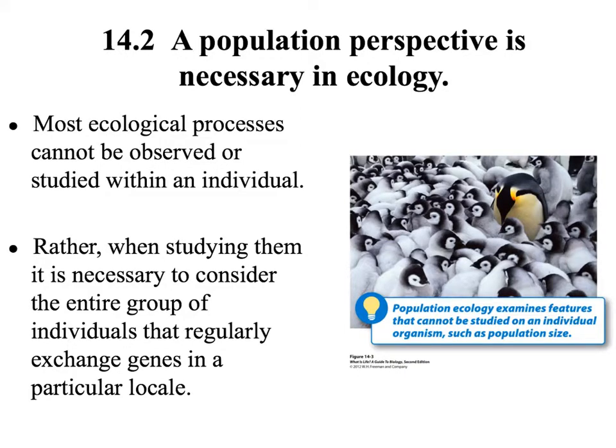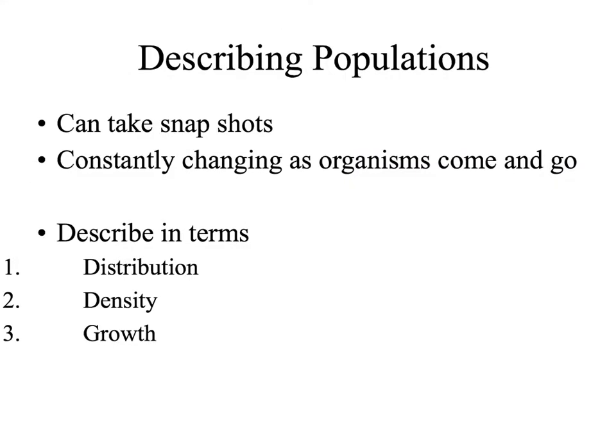Ecology usually requires a population perspective or higher. Most ecological processes cannot be observed with just an individual. Again, we are studying interactions, so it's hard to study all of the interactions without looking at a whole population, a whole community, or a whole ecosystem. We're going to start with populations.